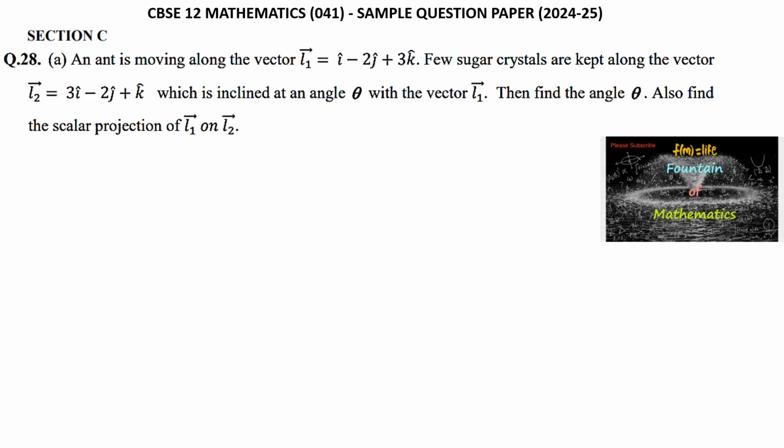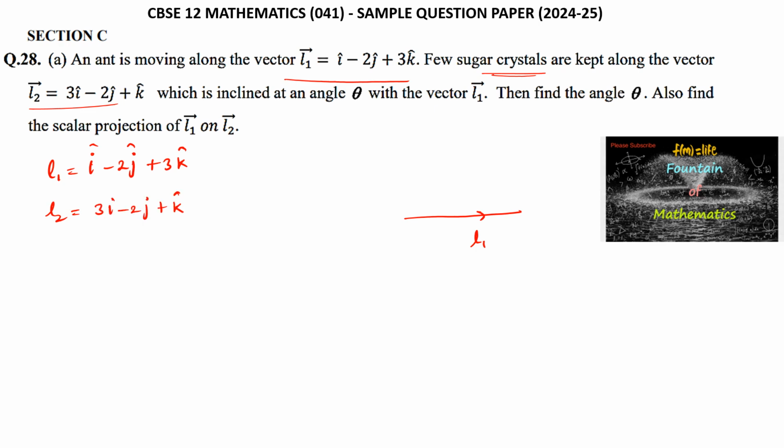Given an ant is moving along the vector L1, that is i minus 2j plus 3k, and a few sugar crystals are kept along the vector L2, that is 3i minus 2j plus k, which is inclined at an angle theta.